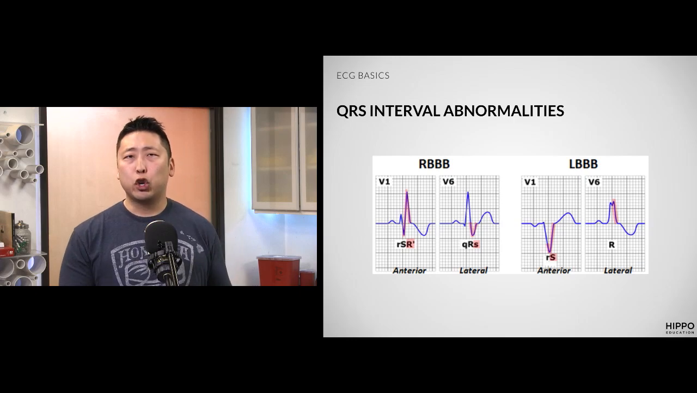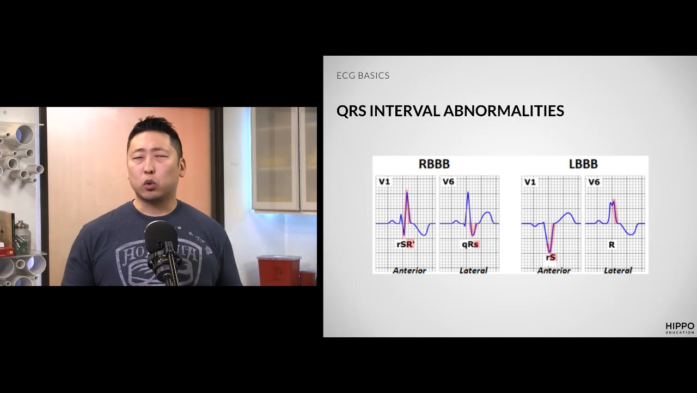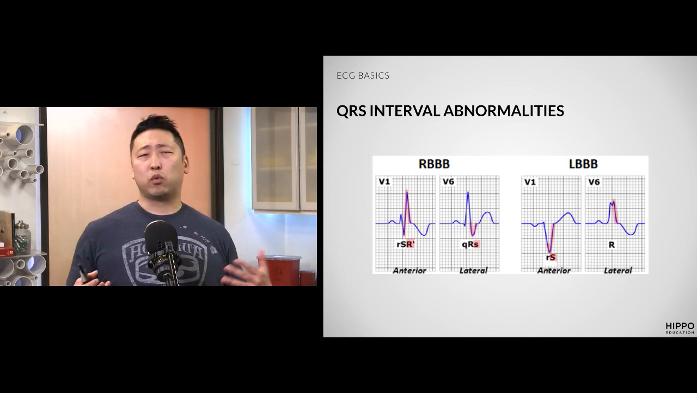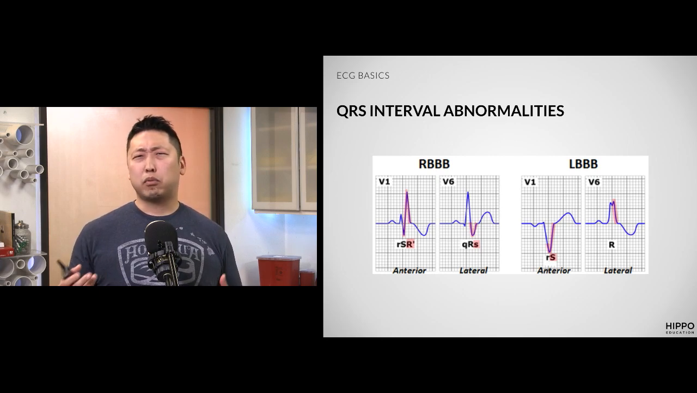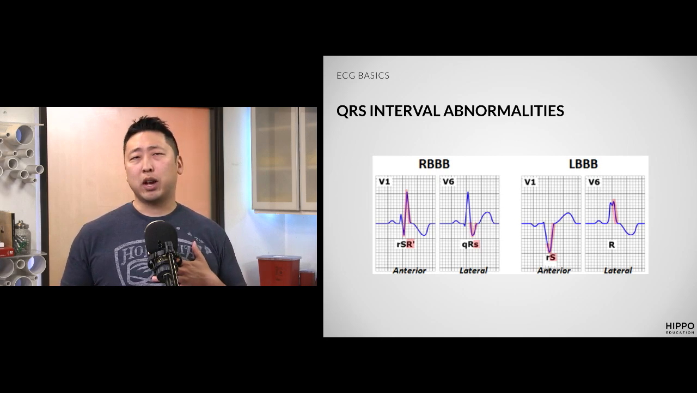All right, when you talk about QRS interval abnormalities greater than 120 milliseconds, the most common thing that you're going to be thinking about and you want to identify are bundle branch blocks. Now, I always got confused between right bundle and left bundle, RSR prime and RS, all that stuff. For me, this is the way I remember it.